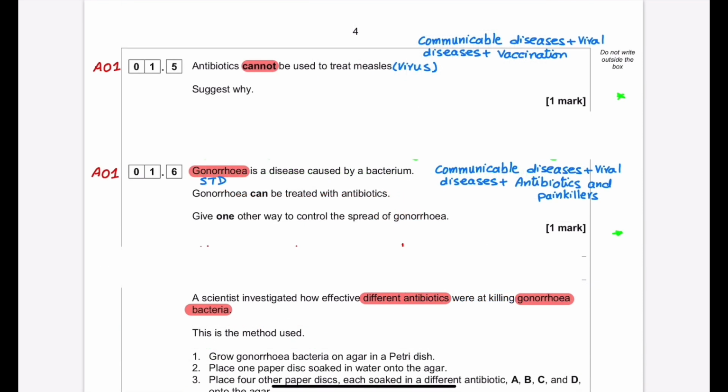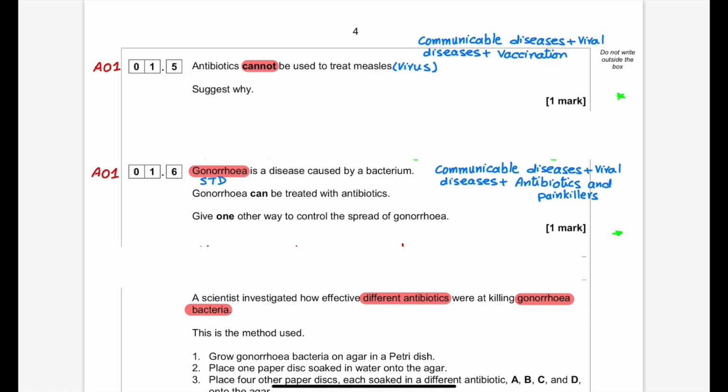Our next question is 1.5, which is an AO1 question. Antibiotics cannot be used to treat measles. I mentioned here that measles is caused by a virus. Now we have to understand this. Antibiotics can work against bacteria, so they are unable to work against measles because measles is caused by a virus. So antibiotics can't kill the virus. Or you can write that antibiotics can kill bacteria only.